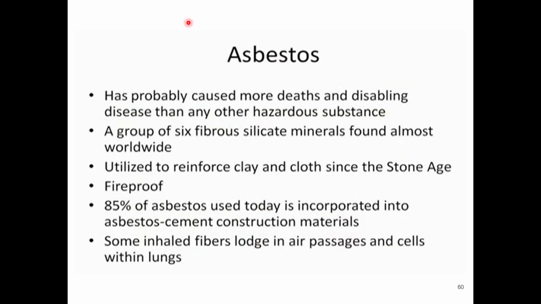Similarly, one more toxicant is asbestos. Basically it is not a toxicant, because it is available naturally, so it is a toxic substance. It has probably caused more deaths and disabling disease than any other hazardous substance, and it is a group of six fibrous silicate minerals found almost worldwide. It is mainly used in the construction industry.